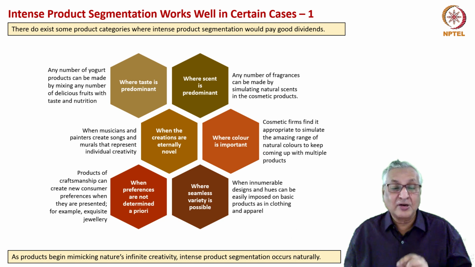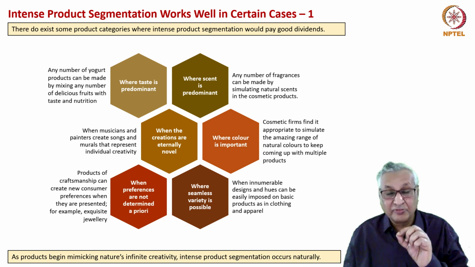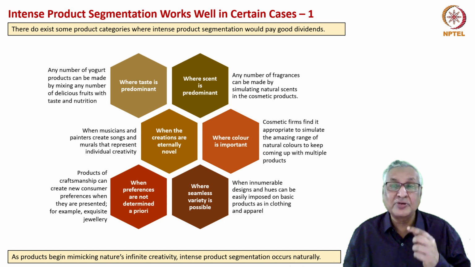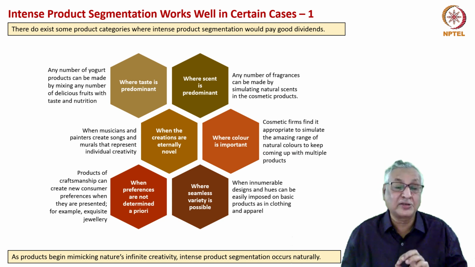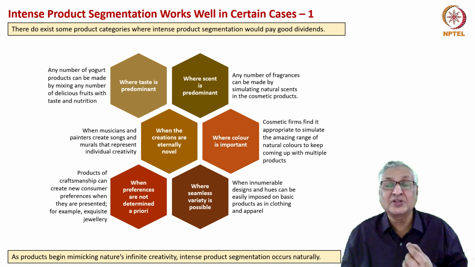When preferences are not determined a priori: many times when you buy a product, through visiting a site or going into a supermarket, the mind is somehow already made up that you would like to have this kind of product or brand. Could be due to the prior experience, or the brand attachment, or the advertisement which you have seen today. But when such preferences are not determined a priori and you go in with an open mind, then you have a different case. Products of craftsmanship can create new consumer preferences when they are presented.